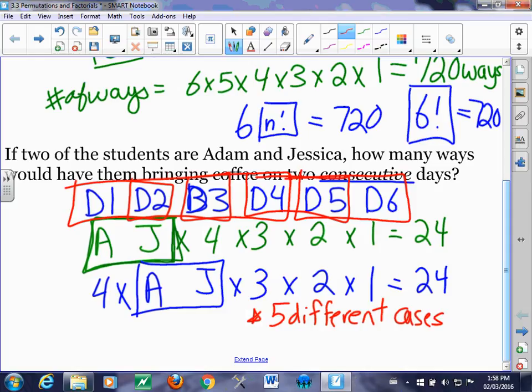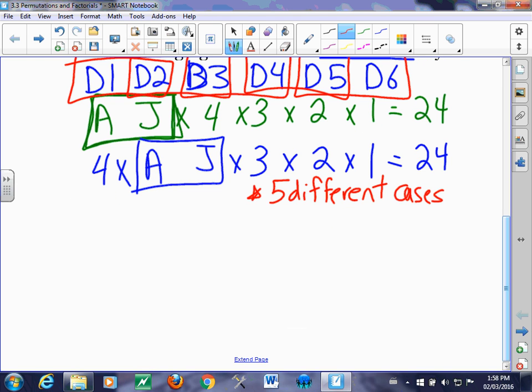Okay, because it could be day 1 to 2, day 2 to 3, day 3 to 4, day 4 to 5, or day 5 to 6. So what does that mean for us, folks? That would mean 24 times 5 equals 120 ways. But you've got to be careful with this situation here, guys.